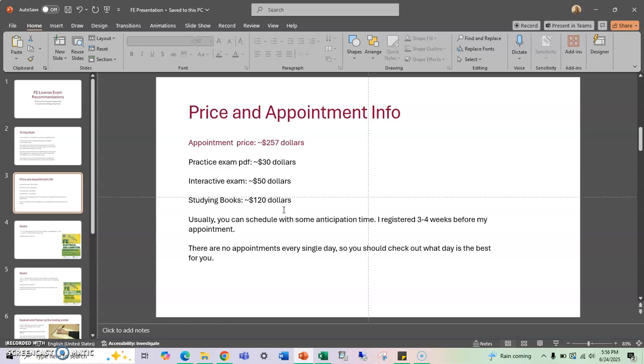However, when you schedule, make sure to schedule with a little bit of time. Don't schedule like some days before. I schedule my appointment like 3 or 4 weeks before. There are no appointments daily, but there's usually appointments like every 2 days, I would say.